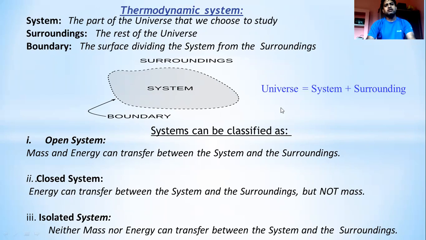That means energy and mass both can be transferred. In a closed system, energy can be transferred but mass cannot be. In an isolated system, neither mass nor energy can be transferred from system to surroundings. Example of a closed system: suppose we are boiling water in a closed vessel. Energy can be transferred but mass cannot be. So that is a closed system. An isolated system is, for example, a thermoflask, that means a thick, insulated wall where energy cannot be transferred and mass cannot be transferred. So we need to understand the examples of open, closed and isolated systems.